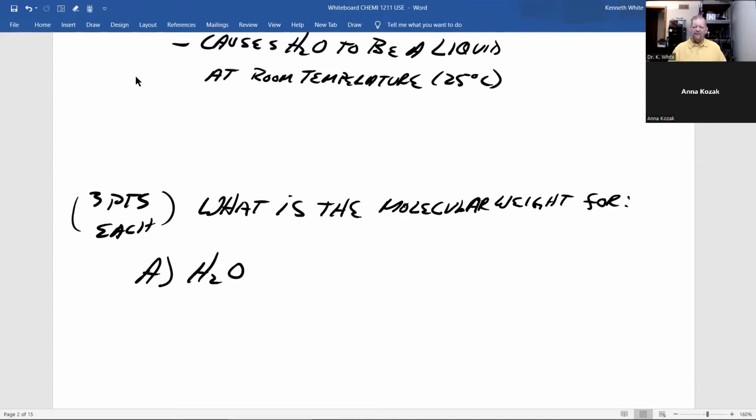All right, everybody see the whiteboard on your screen right now? Thank you, Anna. What is the molecular weight for water? Well, the molecular weight is the sum of all atomic weights. In water, there are 2 hydrogen atoms and 1 oxygen atom. Now we need the atomic weights for each element. If we look at the periodic table, you'll be given a periodic table for test 1.